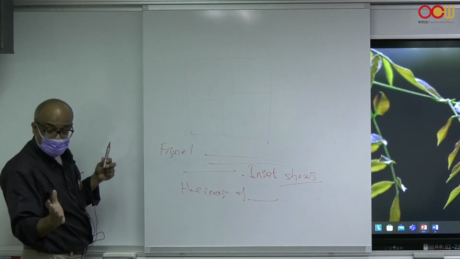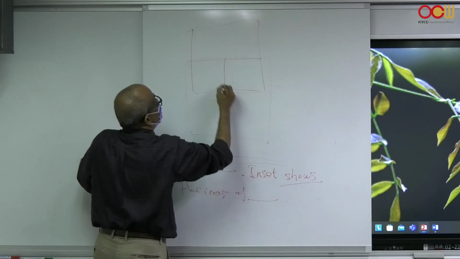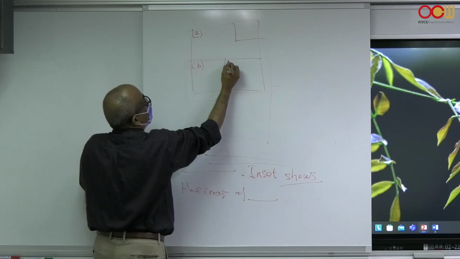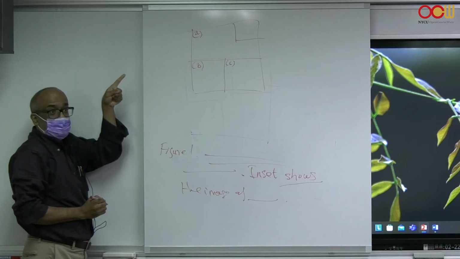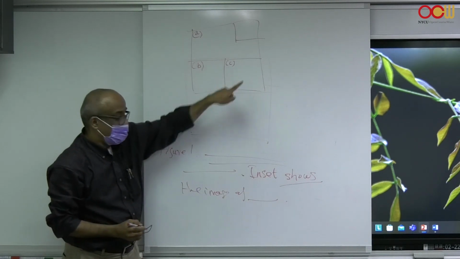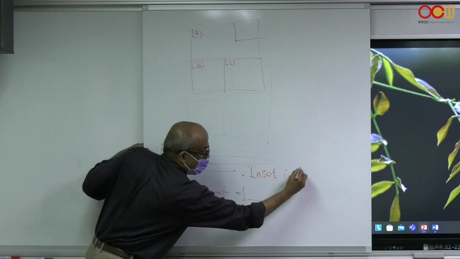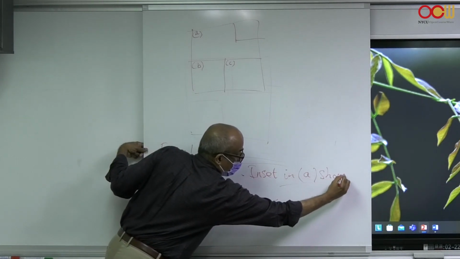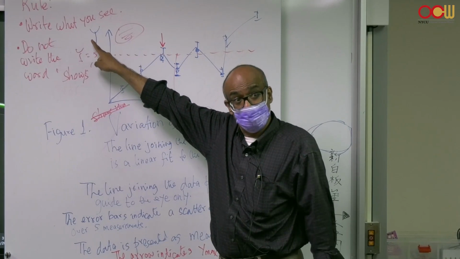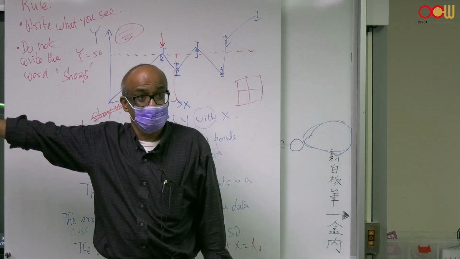Most of you will have complicated figures. So your figure will be like this, let's say, okay? Then how will you write? It's very simple. Then you cannot write just inset because there are A, B, C. So you have to write inset in A shows. Write what you see. Whatever you see, you have to write. Do not write the word shows unless it has an inset.